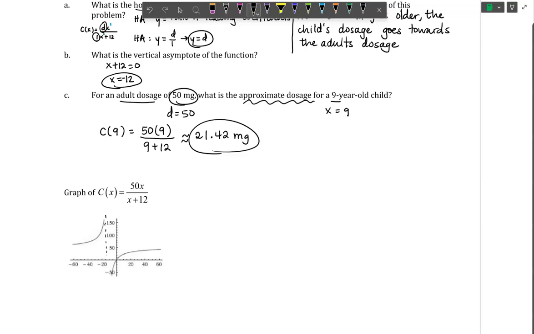The last part of this is asking us to graph this function. There's already a graph included for us. Notice that we can see a vertical asymptote in there at x = -12. We can also see a horizontal asymptote in here at y = 50 in this case, because in this particular example, D is equal to 50. And we knew that generally speaking, the horizontal asymptote would be at y = D.